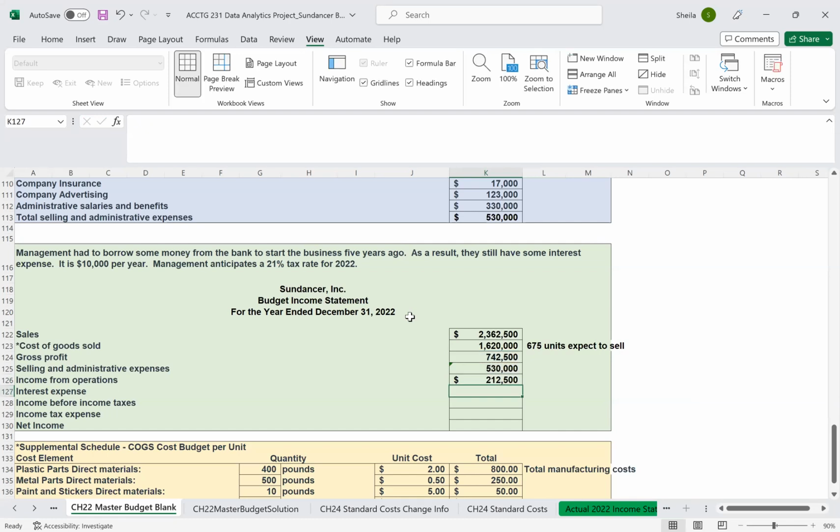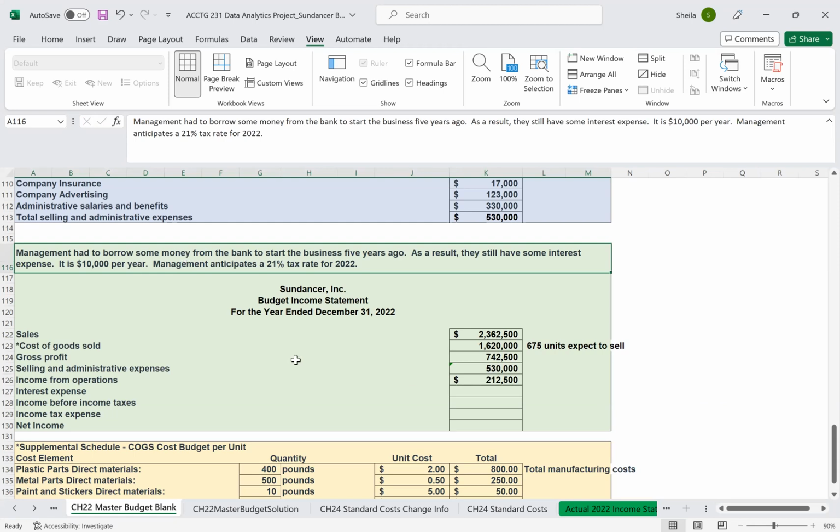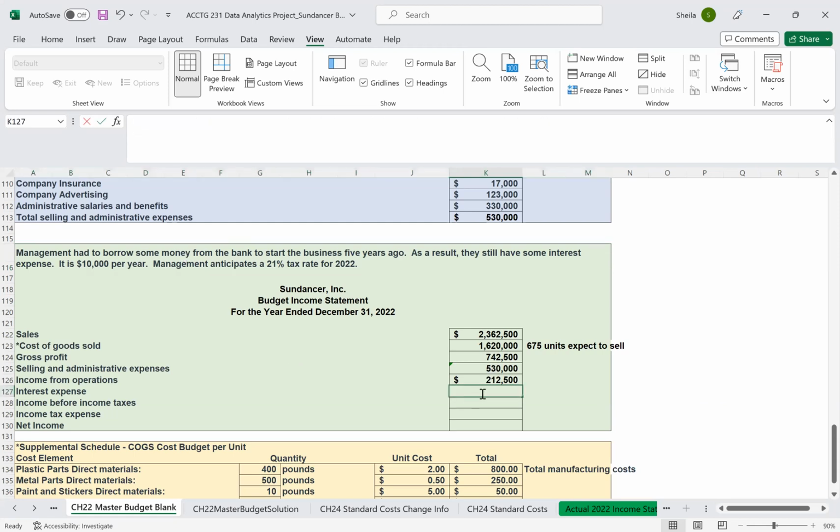And so from our normal day-to-day operations of selling these boats, then I have earned $212,500 from my income from operations. But there are a couple of things left on the income statement that I just wanted to visit with you all. So they borrowed some money from the bank 5 years ago. They have interest expense, $10,000 for the year. So if I fill that in, now my income from operations minus my interest expense is $202,500.